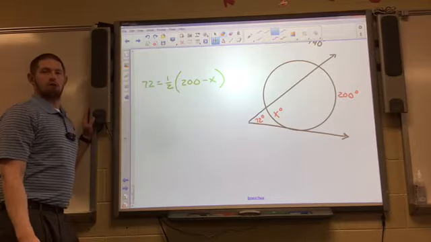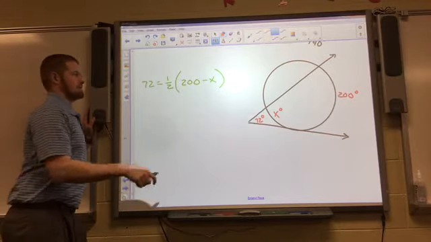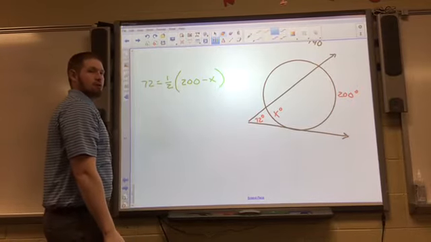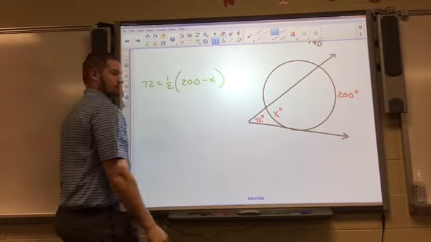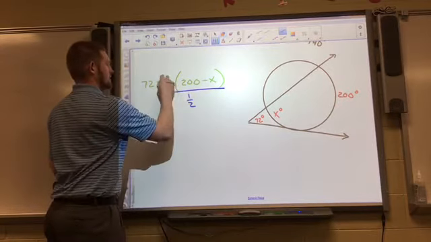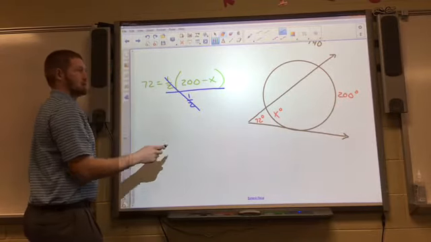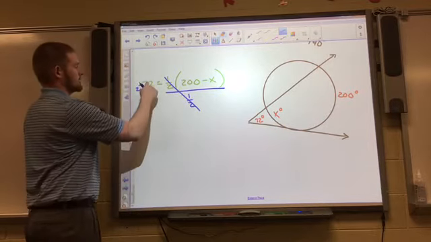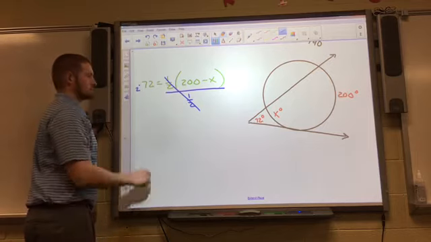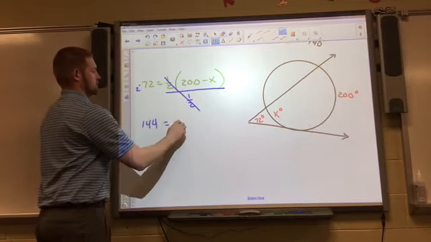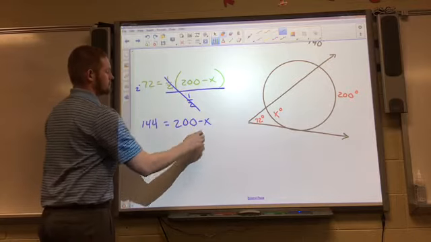Okay, we already went over our different options for this one. If I were to distribute, would I still get a fraction? Yeah, so that's probably not the way you want to do it, right? We probably want to go ahead and divide by 1/2, which is the same thing as multiplying by 2. So 2 times 72 is, good, 144. And I'm left with 200 minus x.